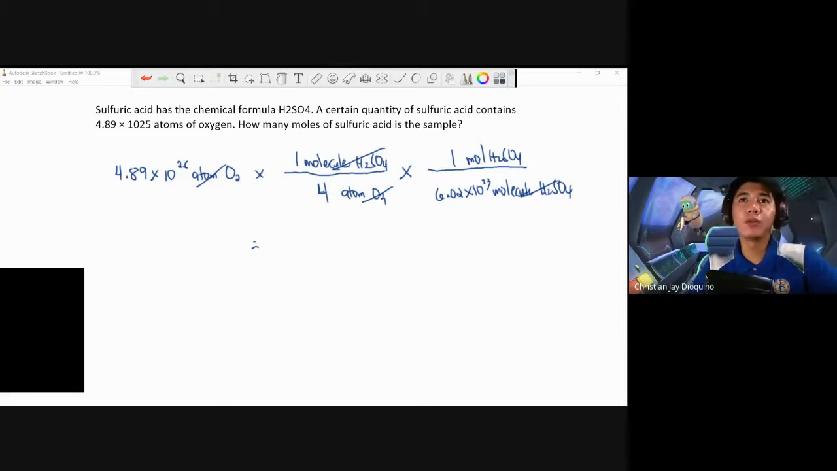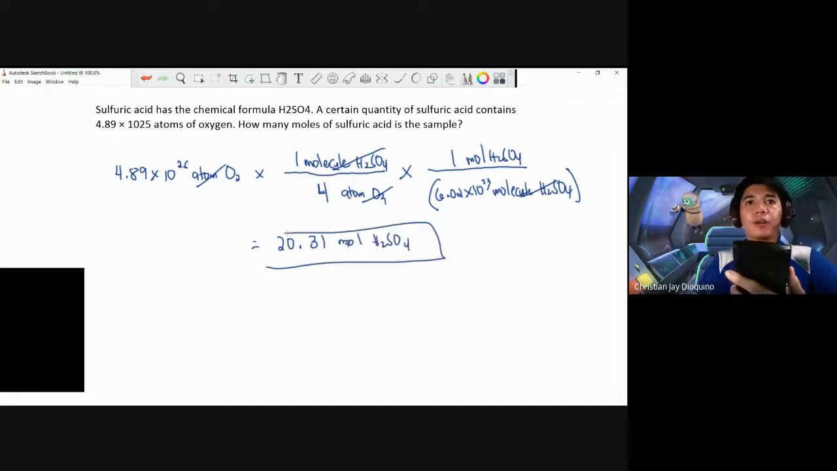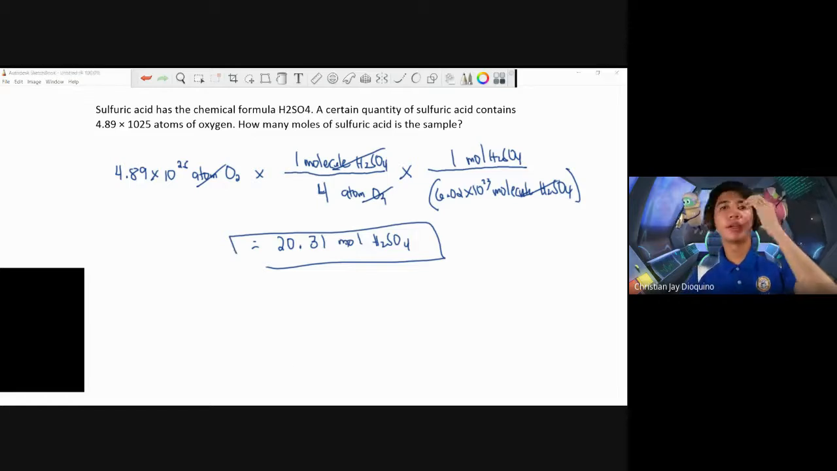Don't round off yet in the second step, just go straight through. So how did that happen? We divided 4.89 times 10 raised to 25 by 4, then divided again by the quantity here. Then the final answer will be 20.31 moles of H2SO4. Everyone got the same answer.